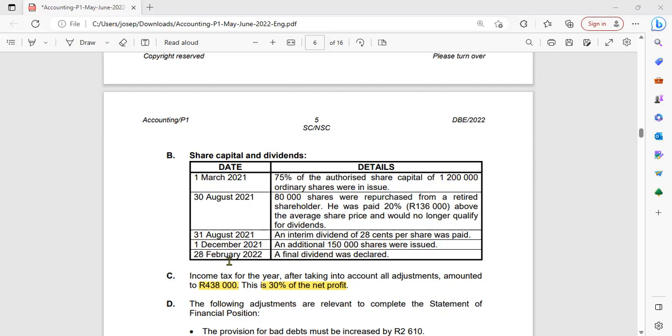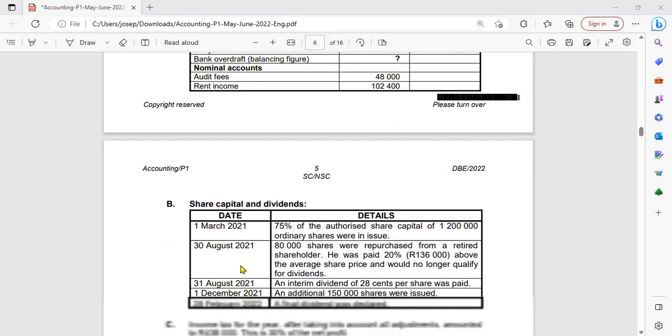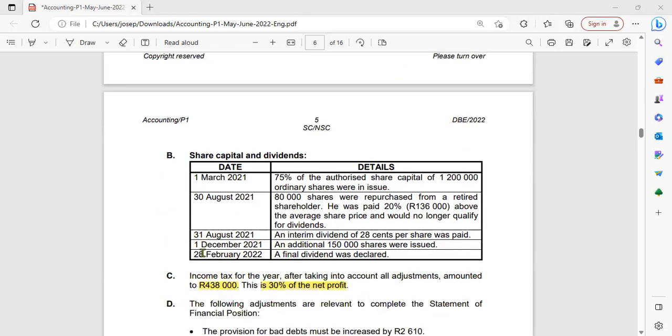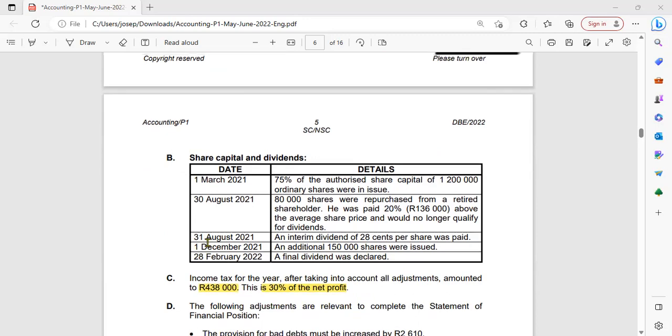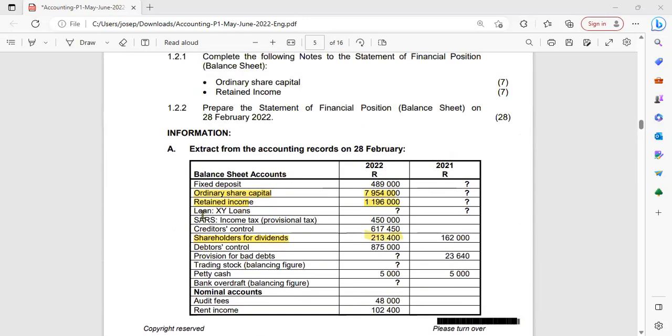Okay, on the 28th of February 2022, a final dividend was declared. So they declared final dividends. This one we're going to use when preparing note 8, which is retained income. Okay, for now, I'm going to stop at information B. I'm not going to go further. So we are going to prepare our ordinary share capital.